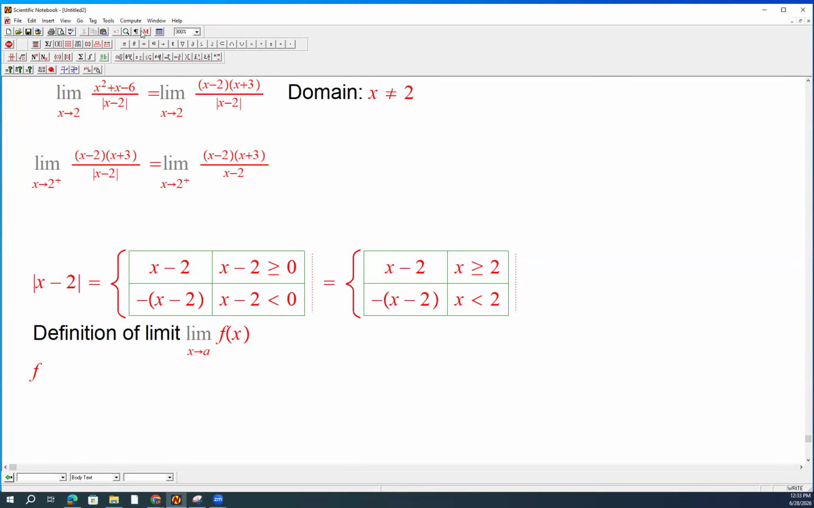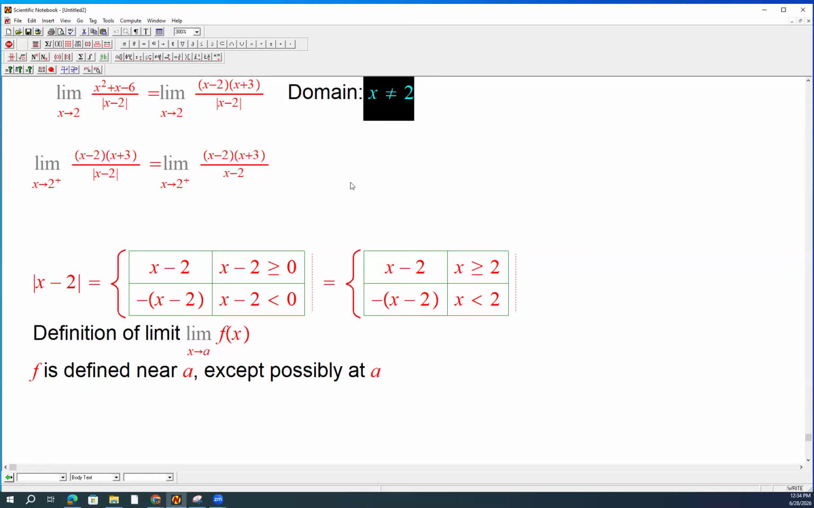So whether the function is defined at a or not doesn't matter. We can always observe the behavior of the function in the neighborhood of a. We don't really care what the value of the function at a is, or whether the function is defined at a. So in our case, the function is not defined at 2. So x cannot be 2. That was dictated by the domain.